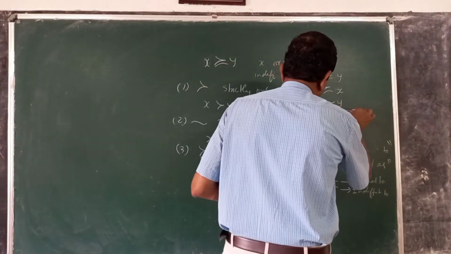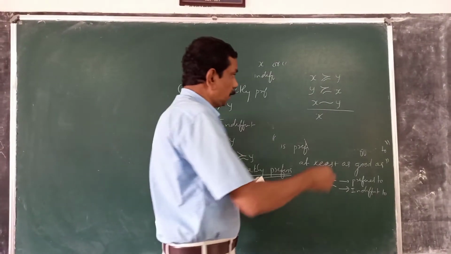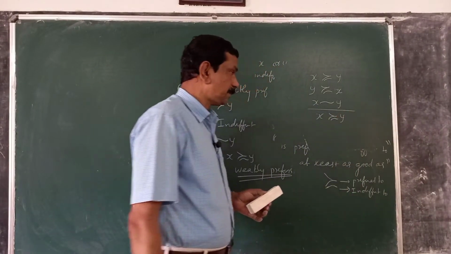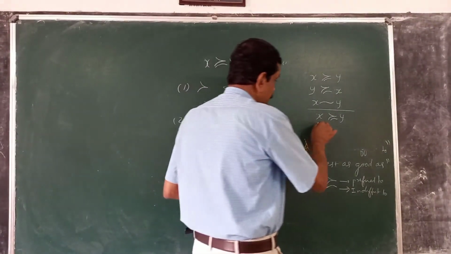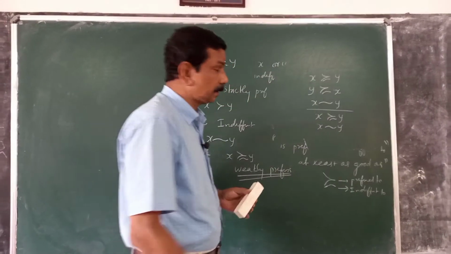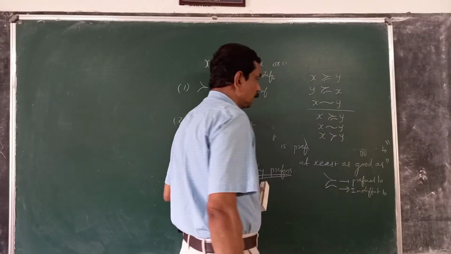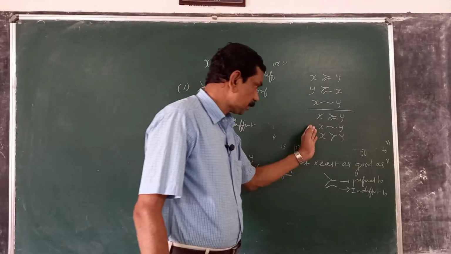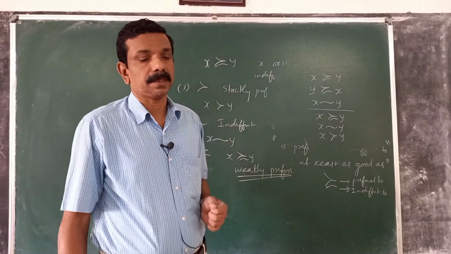And suppose that the condition is that x is at least as good as y, or x is preferred to or indifferent to y, but x is not indifferent to y. Then it follows that x is strictly preferred to y. If x is weakly preferred to y, but x is not indifferent to y, then we say that x is preferred to y.